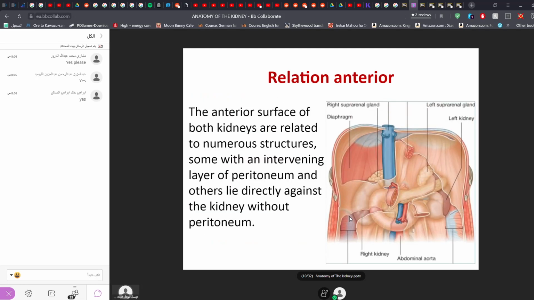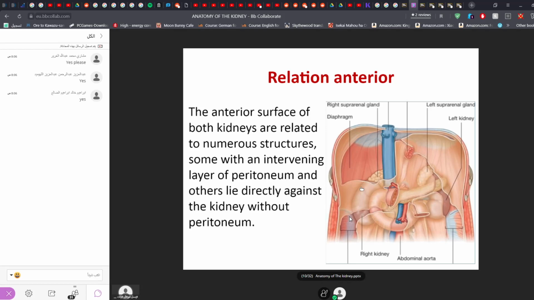Now the relations. Quickly we'll go through the relations. Now here you can see kidneys lying in the posterior abdominal wall, here and here. In this diagram you can see they have removed the liver over here, the stomach over here, the spleen over here, and the majority of the ileum and colon they have removed. What is lying here, you will see, is the duodenum and this is the pancreas. Clear? Now keep this in mind.